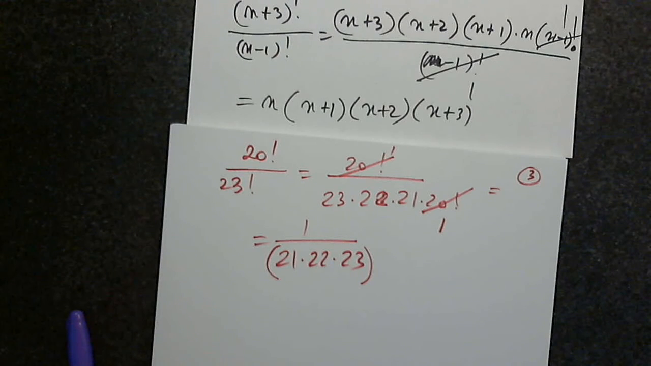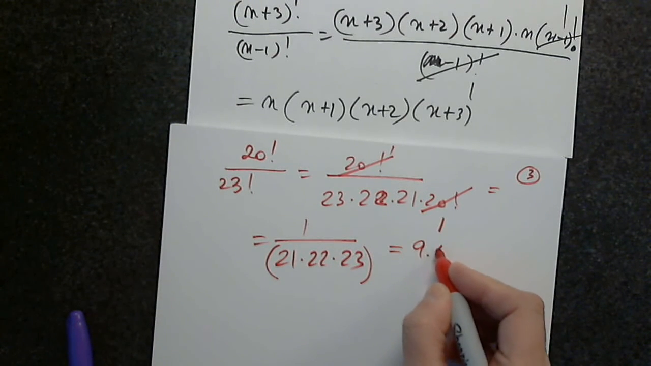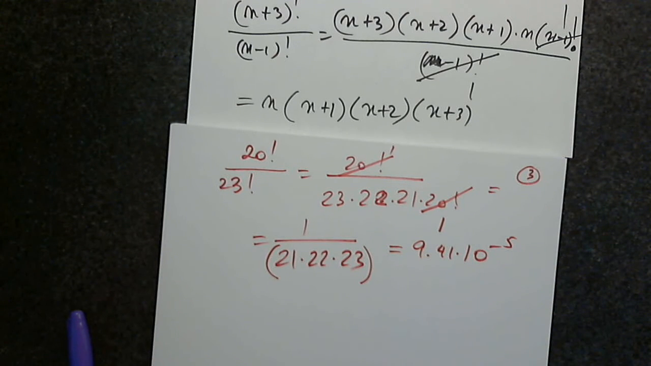So, did we get it? So that's 1 divided by 21 times 22 times 23. And I got 9.41 times 10 to negative 5. It was expected to be a small number. 9.41 times 10 to the negative 5. So this is how we handle the factorials. What was the second?